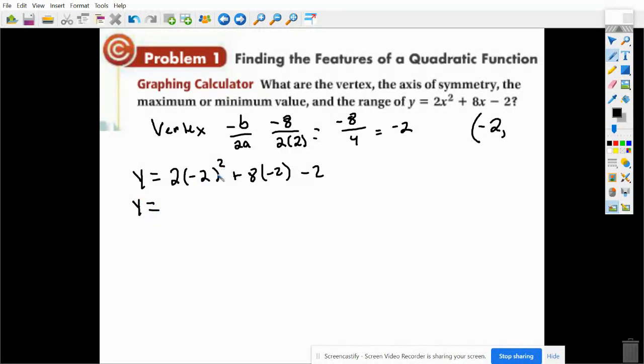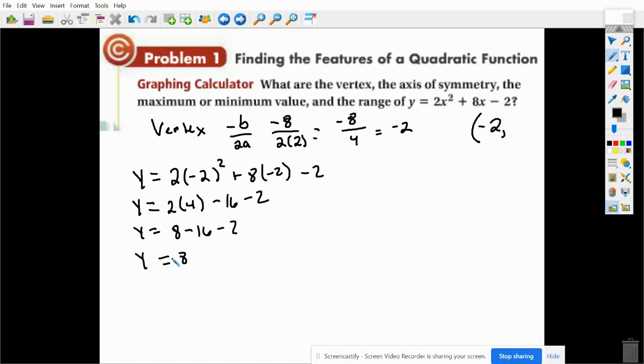Negative 2 squared is 4. So I've got 2 times 4 minus 16 minus 2. 2 times 4 is 8. 8 minus 16 minus 2. So I've got a negative 8 minus 2. I've got y is equal to negative 10. So that gives me the y value of the vertex.